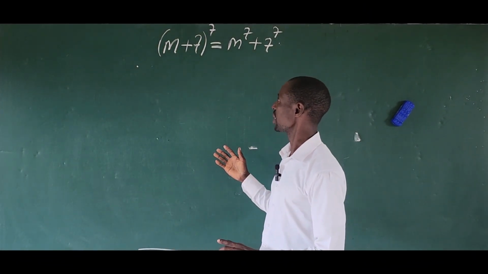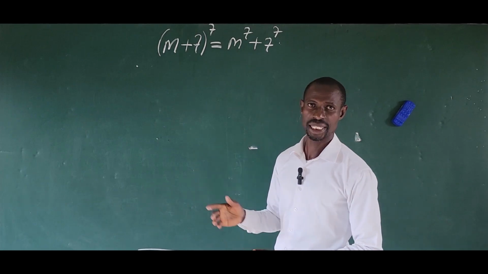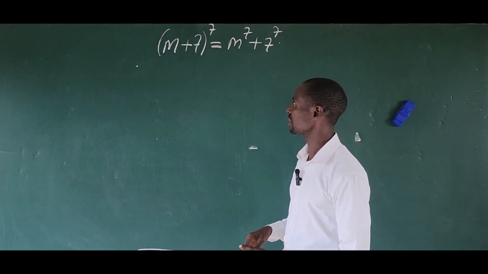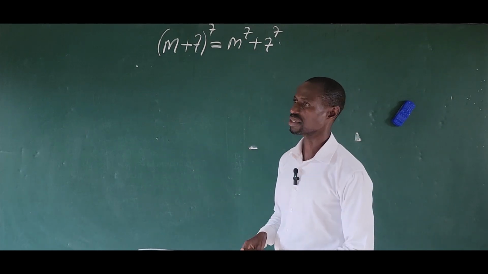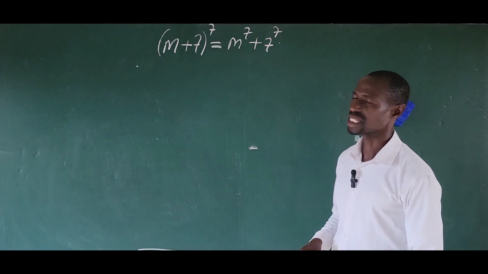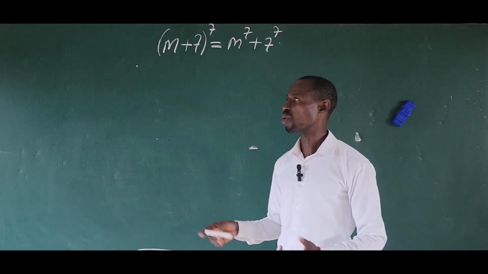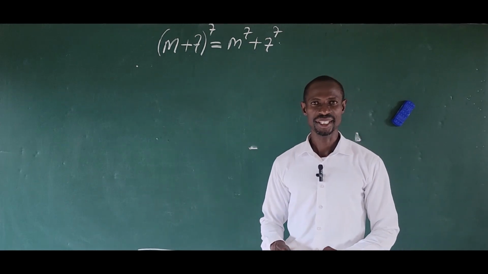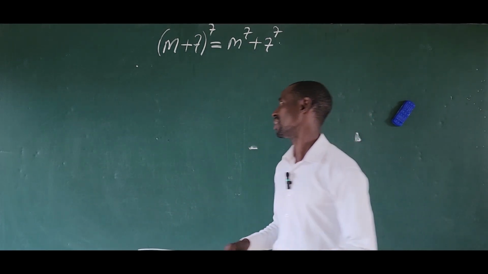We have this question here. The question says (m + 7)^7 equals m^7 + 7^7. So what is the value of m here? Let's see how we solve for this.